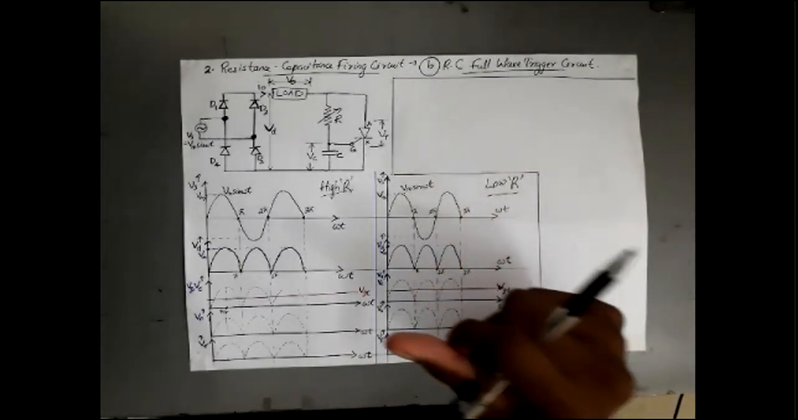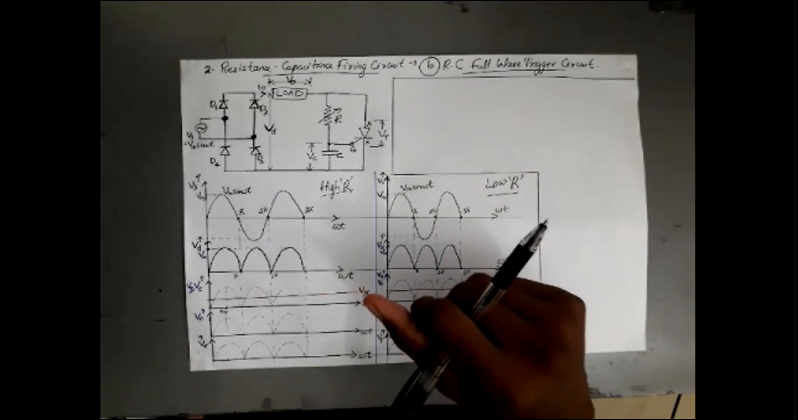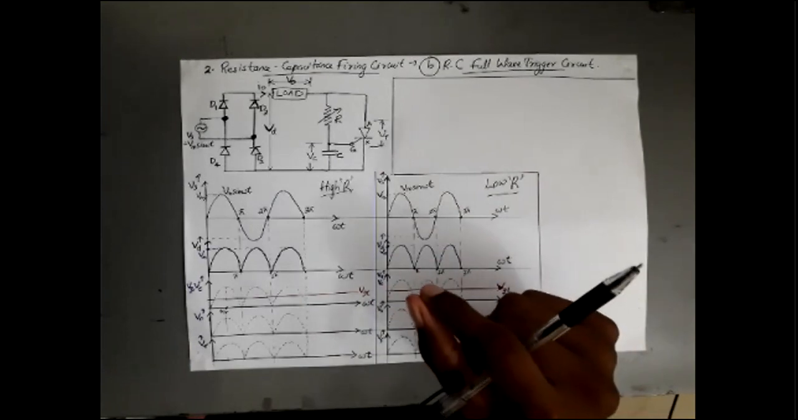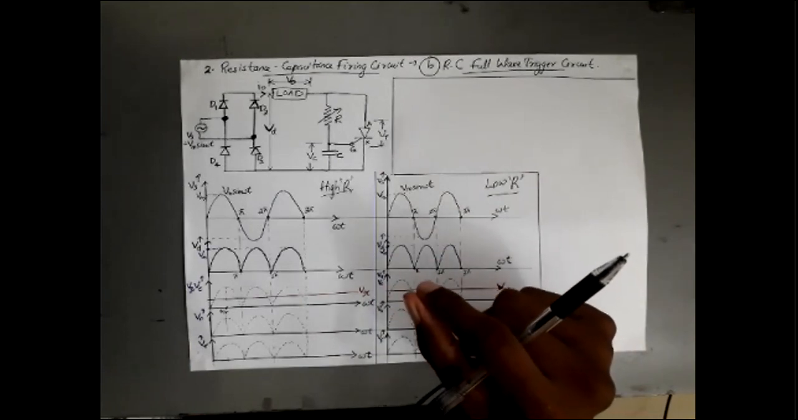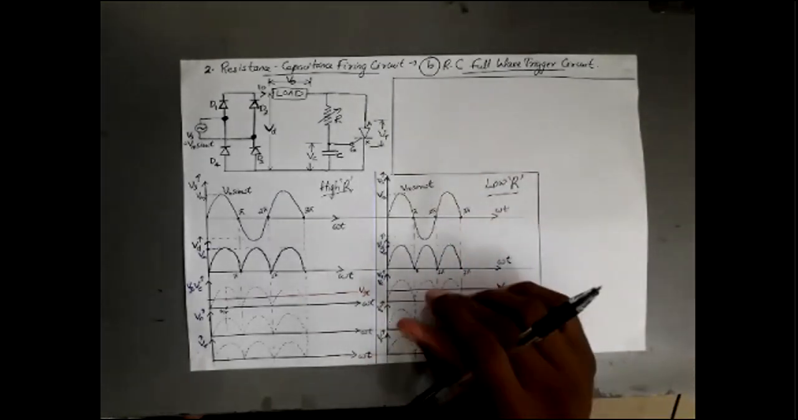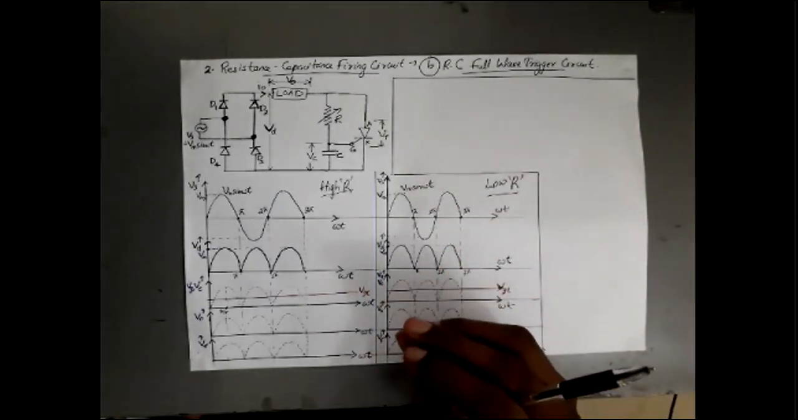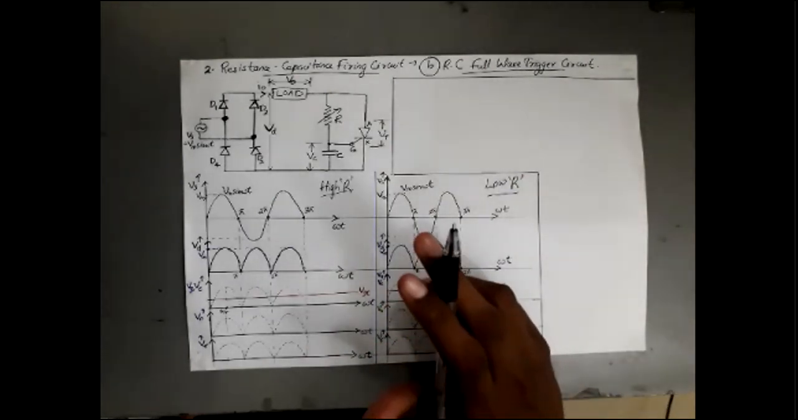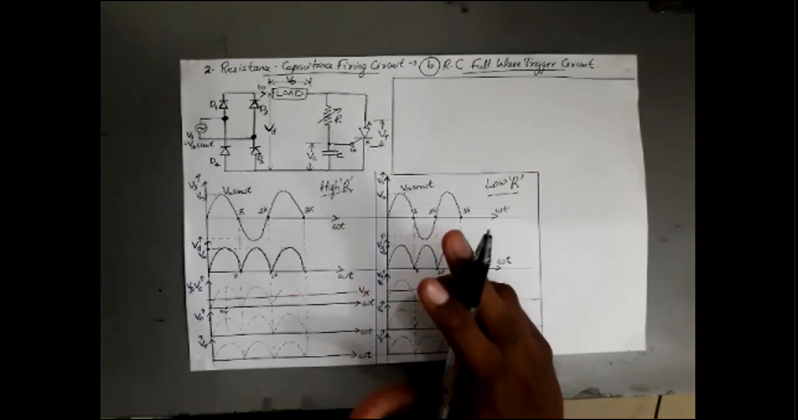So that improvement has been done in the RC half wave trigger circuit, but still we have output voltage only during one half cycle. Okay, so we want to rectify that problem also. So we want output voltage during both the half cycles. So here we introduce the RC full wave trigger circuit.